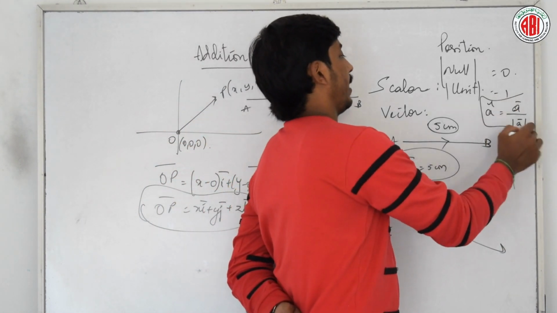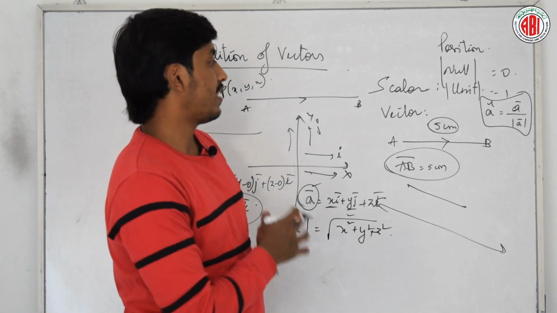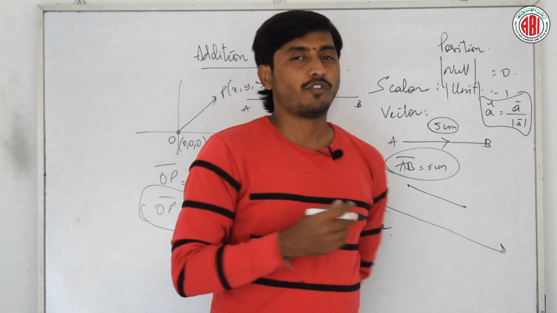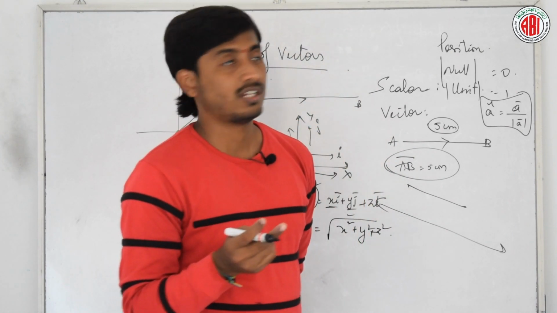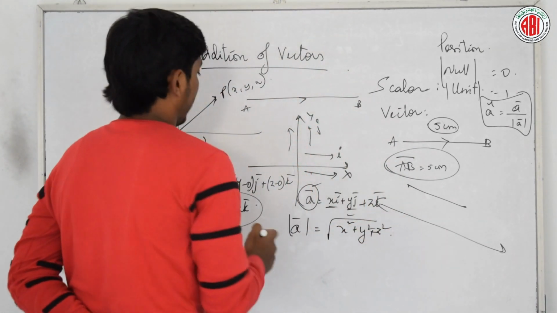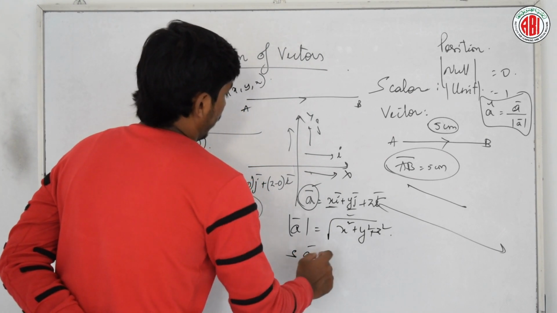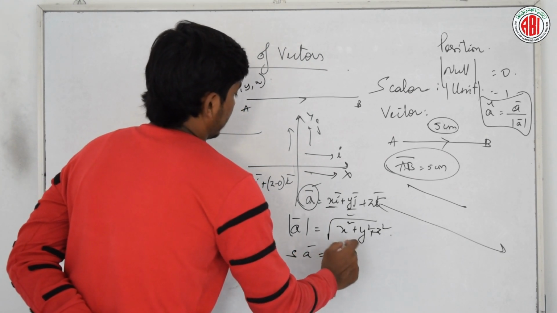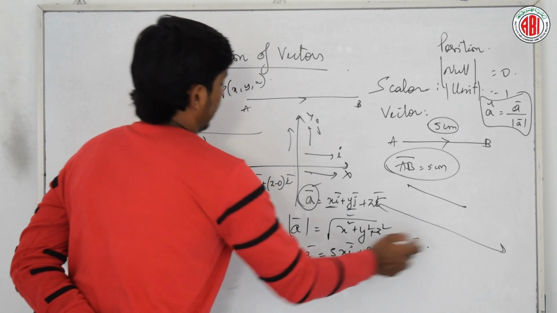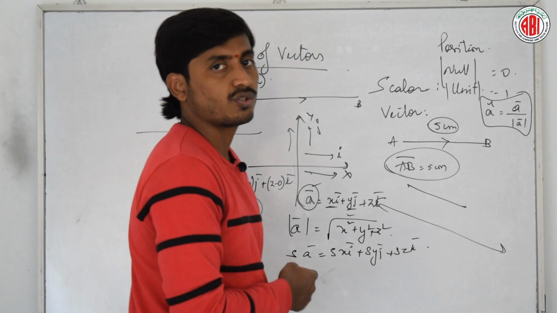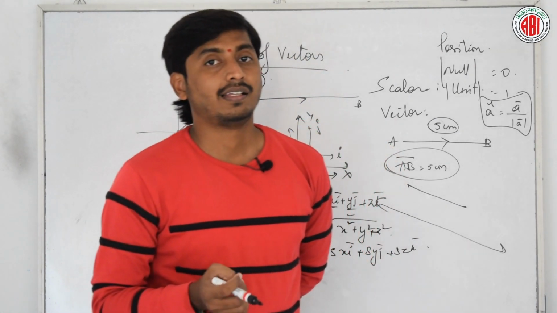Just remember. Is it clear? Fine. These are the basic things, and a few more things we can discuss, such as addition and multiplication. For example, if A is given like this, what about some parameter S times A? Then it will be Sxi, Syj plus Szk. That is nothing but multiplying S to all the terms. How do we add? That is the main thing.